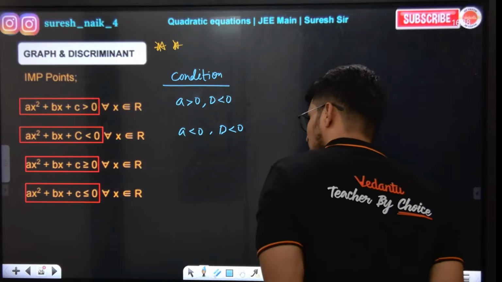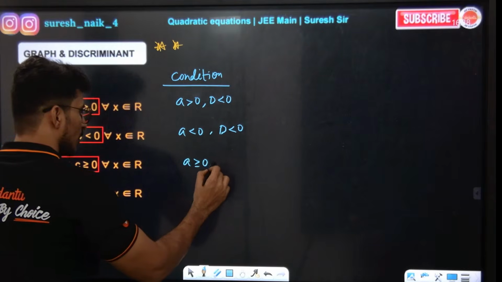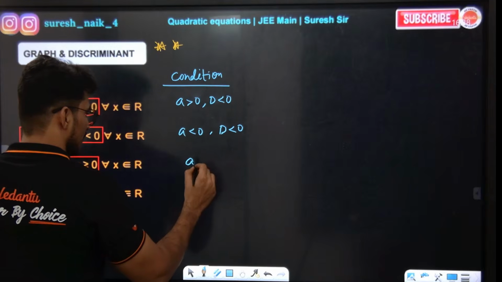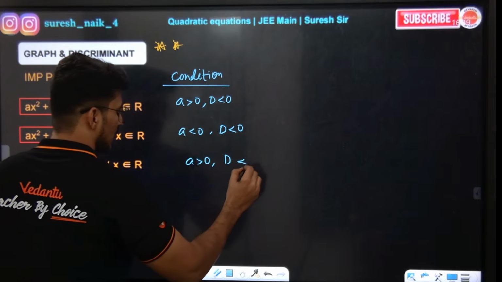F of x greater than or equal to 0 means what? F of x is always upward. So A greater than or equal to 0. Sorry, A positive, and the discriminant is what? Discriminant is lesser than or equal to 0.